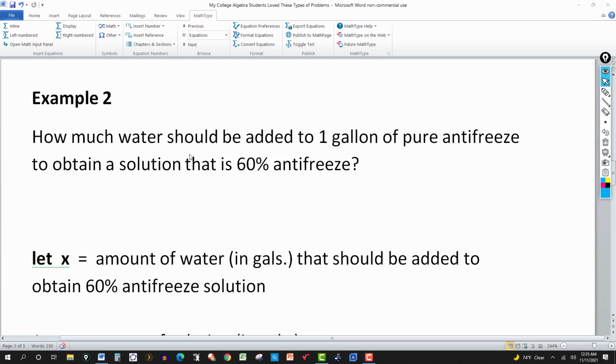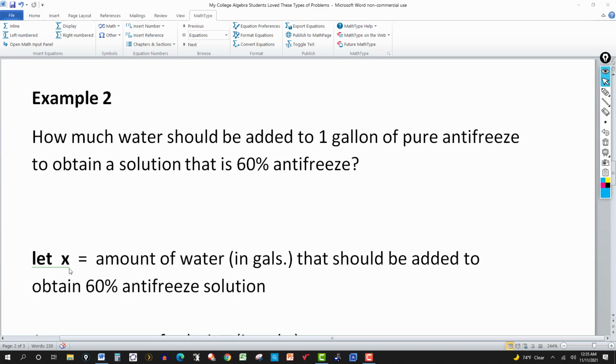How much water, again, stop the video if you want to try it on your own. How much water should be added to 1 gallon of pure antifreeze to obtain a solution that is 60% antifreeze? So obviously the 1 gallon is 100% antifreeze if you just have 1 gallon. But we want to add water to that, water it down so that the percent of antifreeze is 60%. So here, then, think about that for a while, what they're asking.